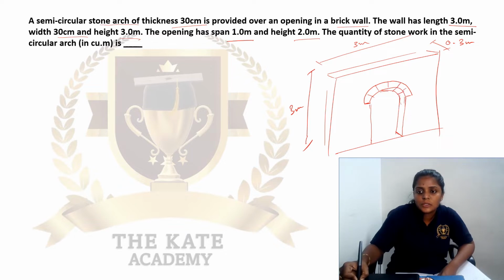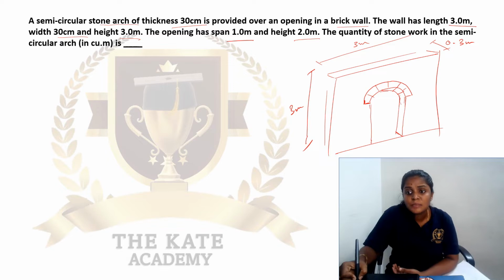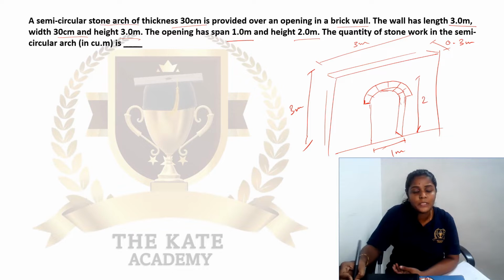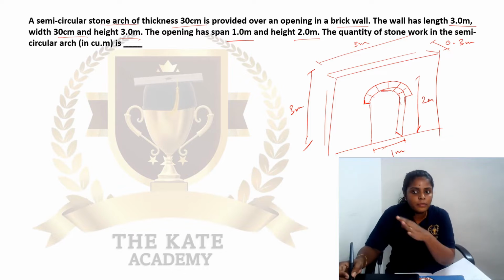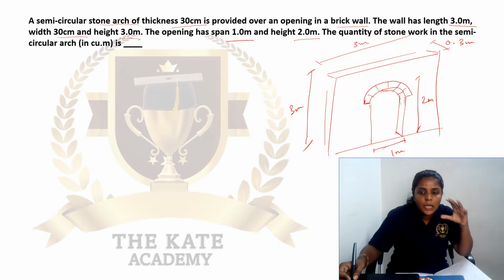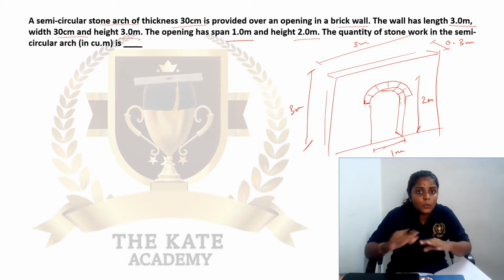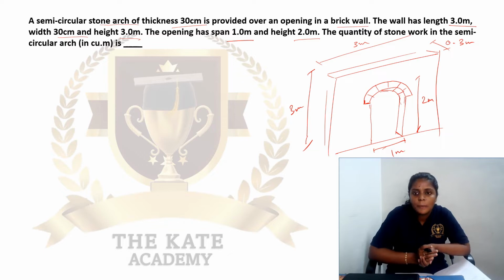So this particular stone arch is there. The span of the arch is 1 meter. Height of this opening becomes 2 meters. So everything covered. Alright. Now they are asking the quantity of stonework. Quantity means the volume in cubic meter.